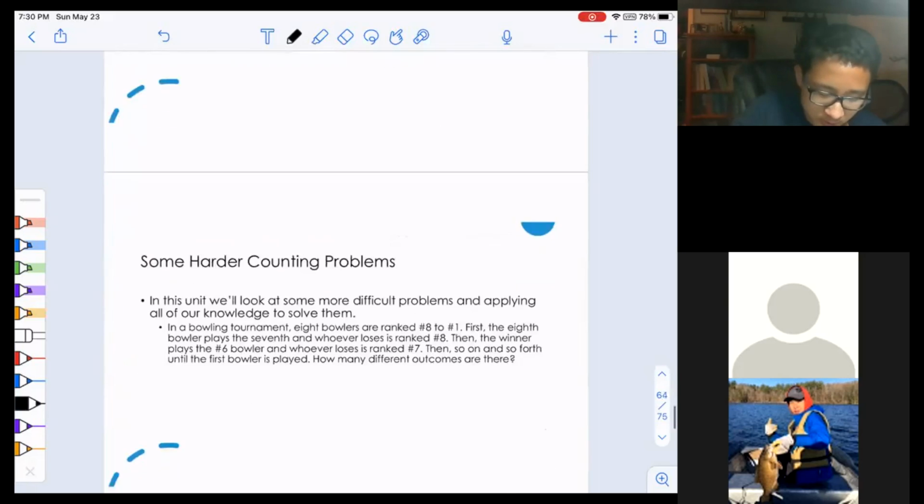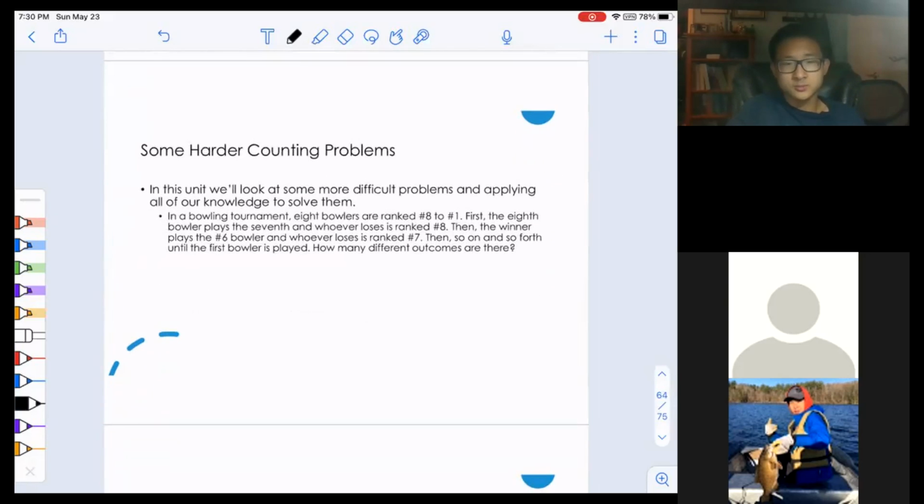All right, so let's move on to the next unit, which is some harder counting problems. So in this unit, we'll look at some more difficult problems, and we'll apply everything that we learned so far in order to solve these problems.